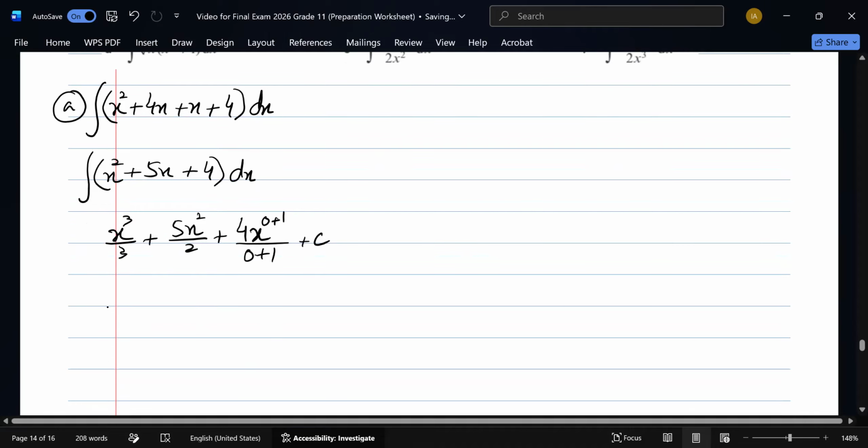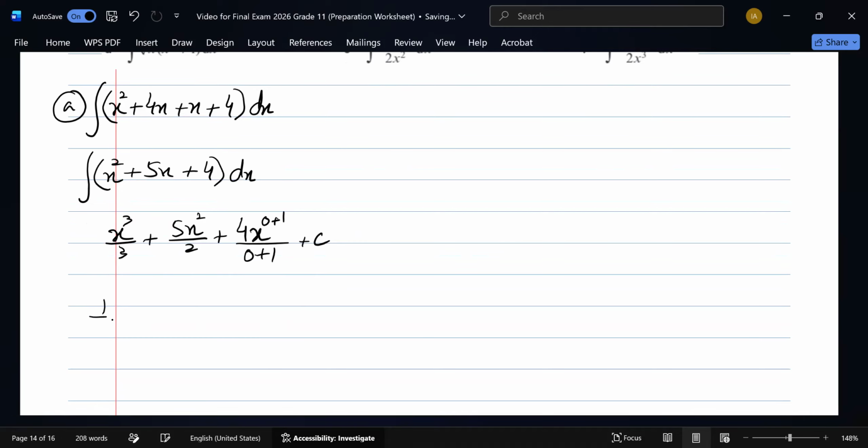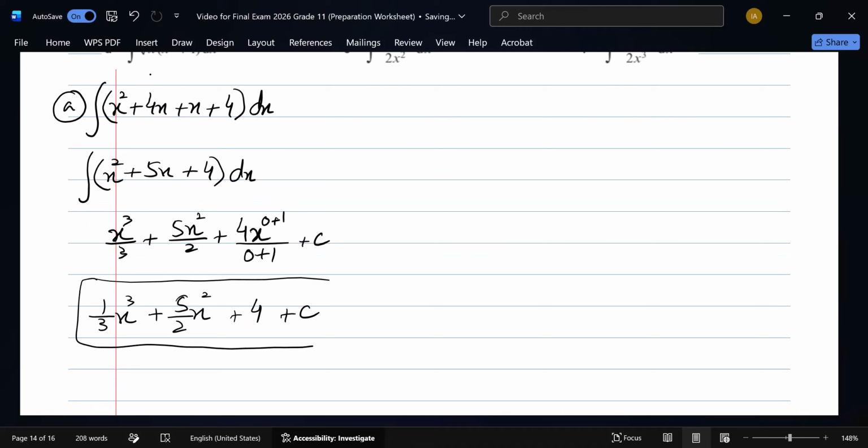So it's going to be 1 over 3 x cubed plus 5 upon 2 x square plus 4x plus c. That is my final answer.